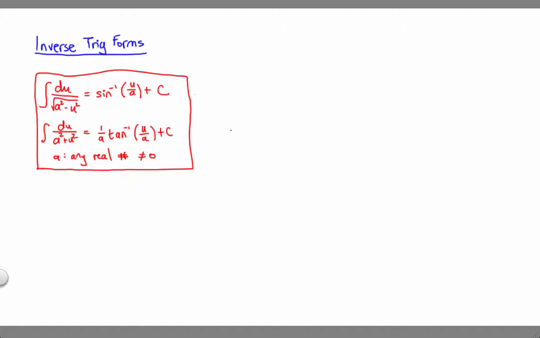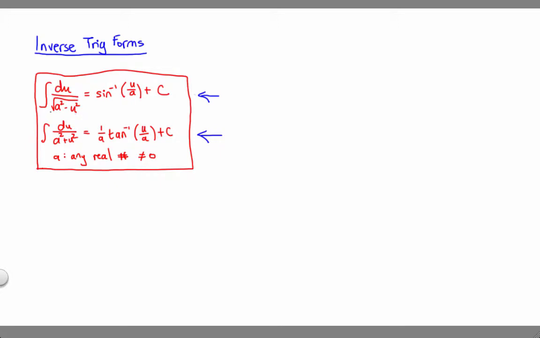Here are the two key formulas for this section. We've got one integral that produces an arcsine term plus a constant, and our second integral produces an arctan expression plus a constant. So in looking at these two integrals, let's just notice a couple of differences.